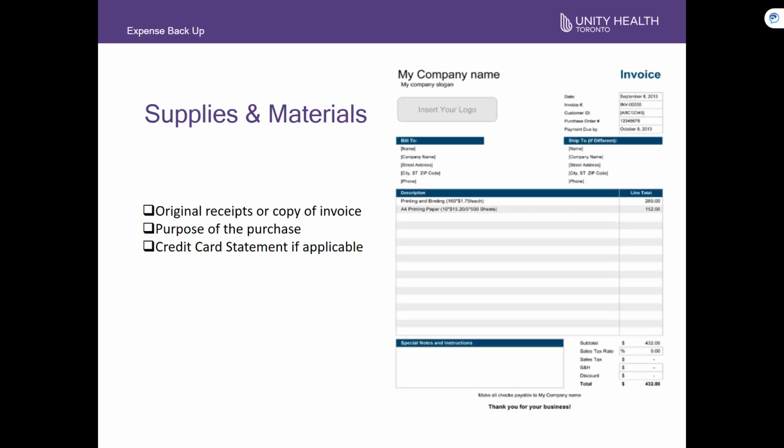For standard supplies and materials purchased from personal funds, ensure you include the original receipt or copy of the invoice, the purpose of the purchase, and a credit card statement if used to purchase the item or service.